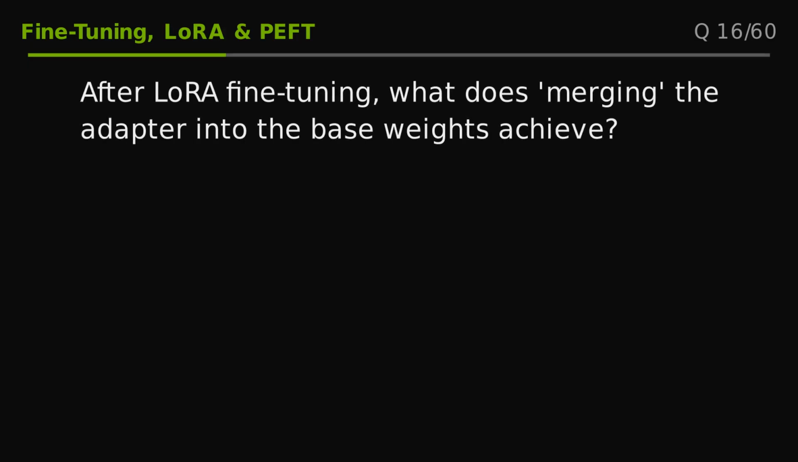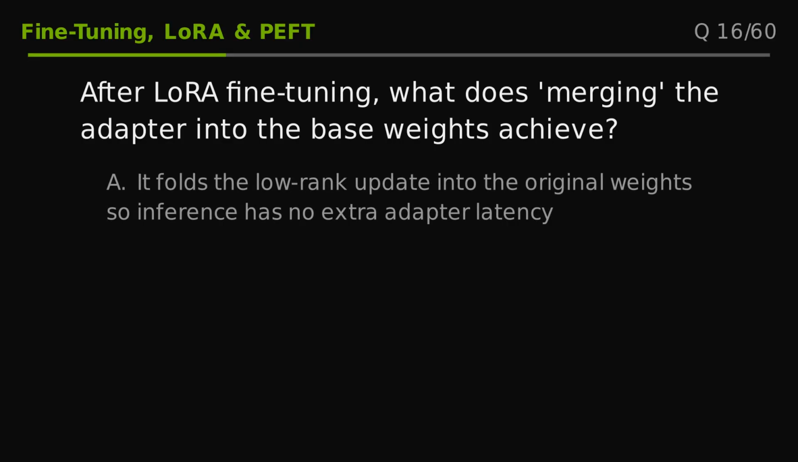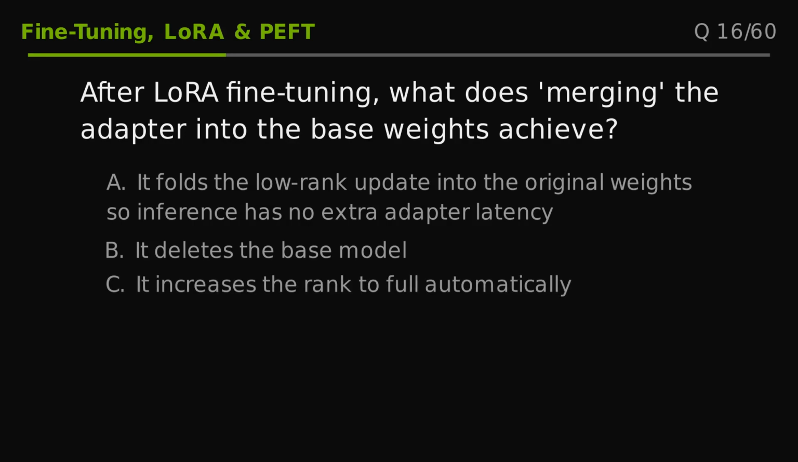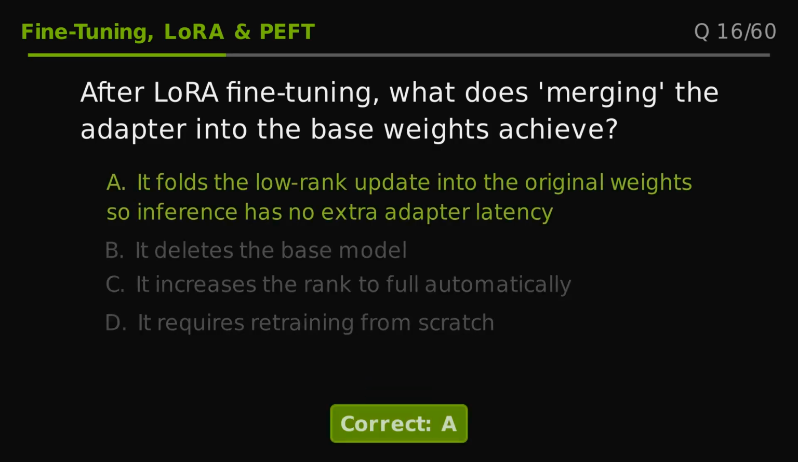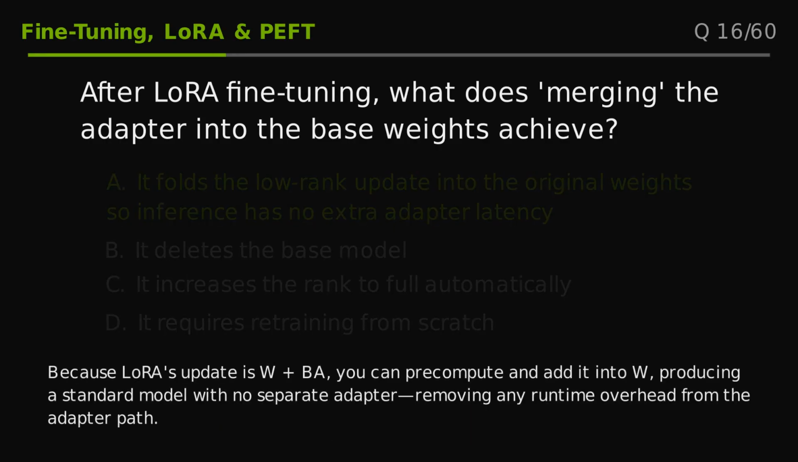Question 16. After LoRA fine-tuning, what does merging the adapter into the base weights achieve? Option A. It folds the low-rank update into the original weights so inference has no extra adapter latency. Option B. It deletes the base model. Option C. It increases the rank to full automatically. Option D. It requires retraining from scratch. The correct answer is A. Because the low-rank update is additive, you can pre-compute it and add it into the weights, producing a standard model with no separate adapter, removing any runtime overhead from the adapter path.